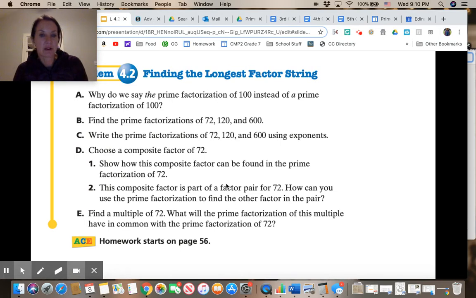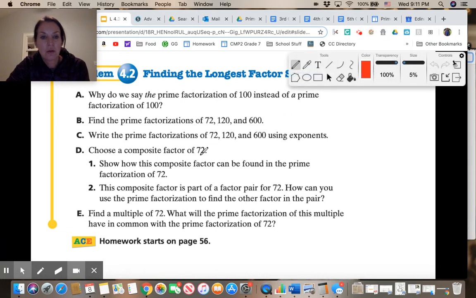Question D was a little bit more difficult. In question 3, it asked you to choose a composite factor of 72. Show how that composite factor can be found in the prime factorization. So I'm going to write it out with some text here. The prime factorization of 72 was 2 by 2 by 2 by 3 by 3.